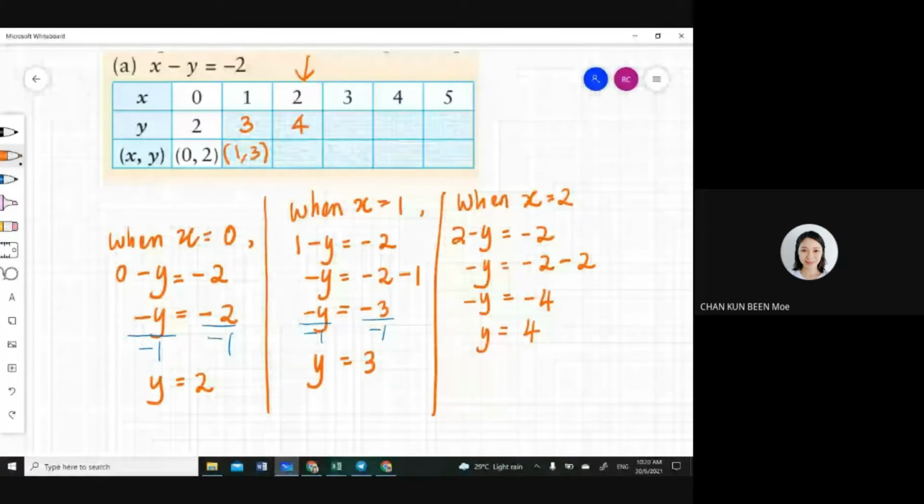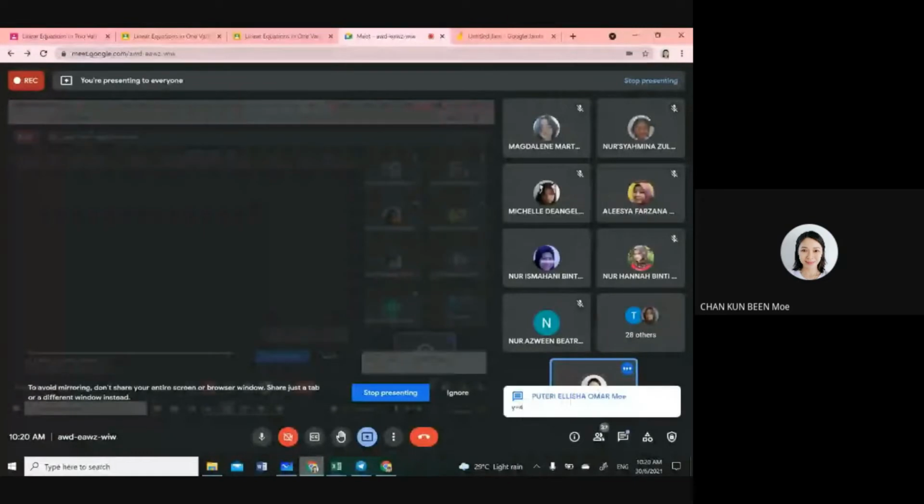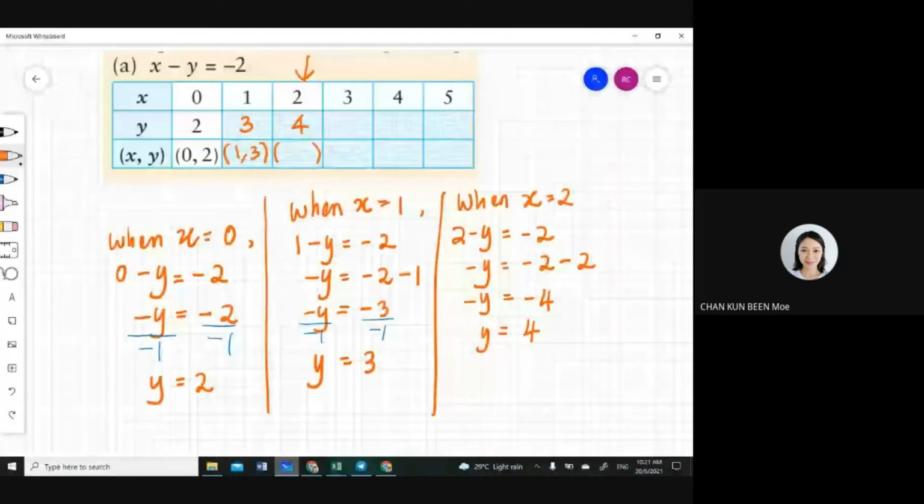Okay, what should I fill in for the ordered pair? Aswin, can you tell me what should I fill in for the ordered pair here? 2 and 4. 2, 4. Thank you. Very good, Aswin. Okay, so we continue with 3.